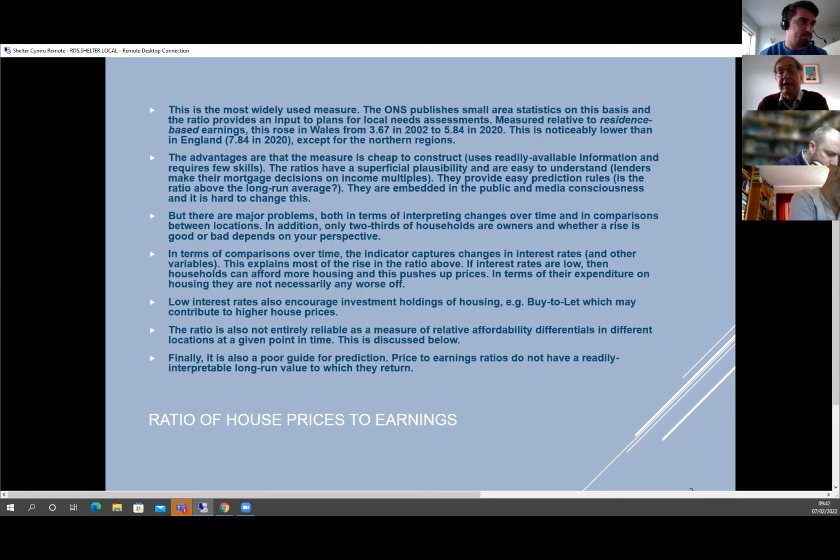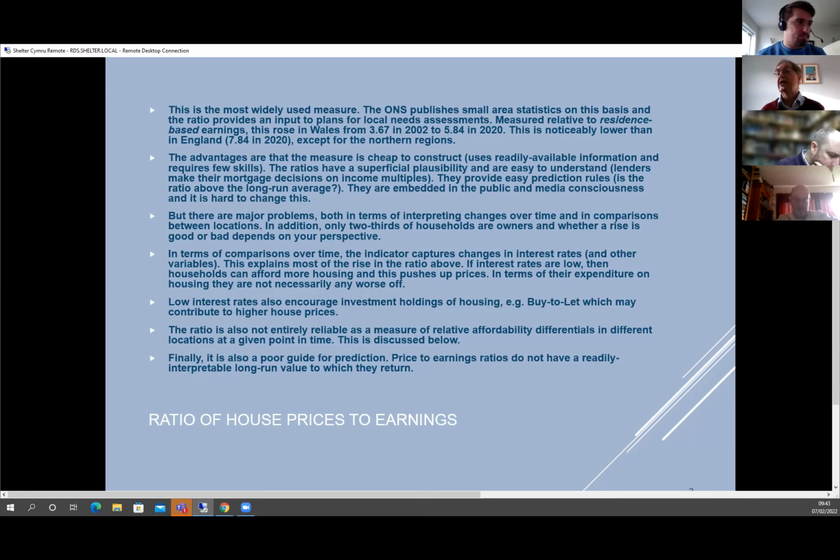Perhaps crucially, the measure can't be used for comparisons over time. This is because changes in interest rates and other factors are capitalized into house prices, so that given the very low level of interest rates that we've experienced for so long, we expect the price to earnings ratio to rise because households can actually afford more housing at low interest rates. But households are not necessarily any worse off from that. Therefore, we can't look at changes in that ratio over time without considerable circumspection.